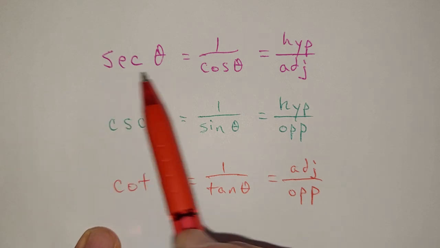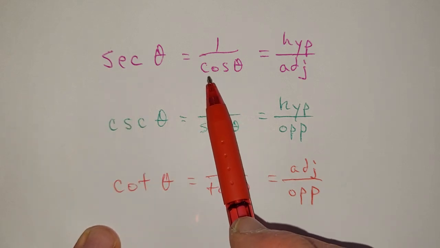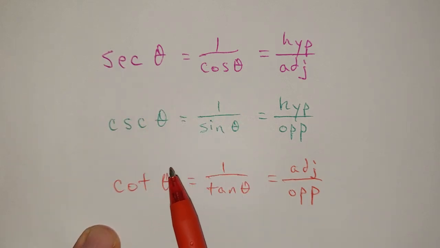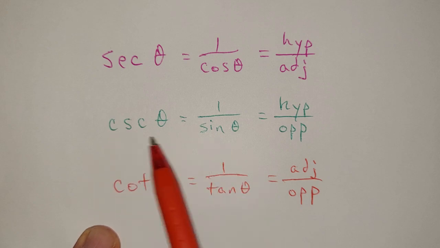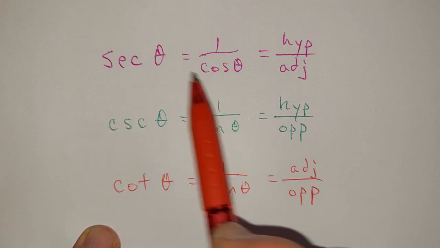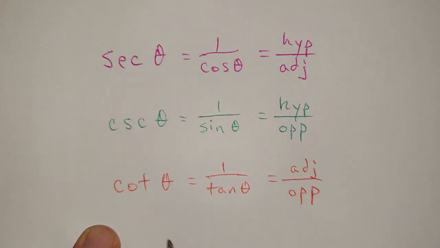I always remember secant goes with cosine because S goes with C. Cosecant with sine, C goes with S. So they just flip those two, okay? Cotangent and tangent, okay, go together.